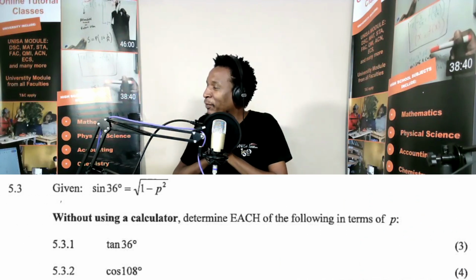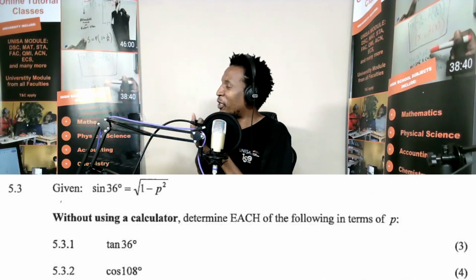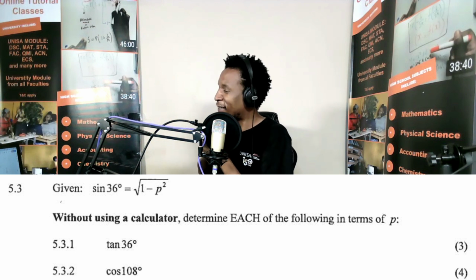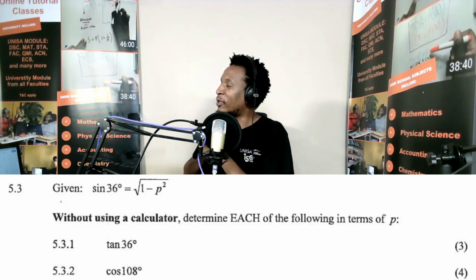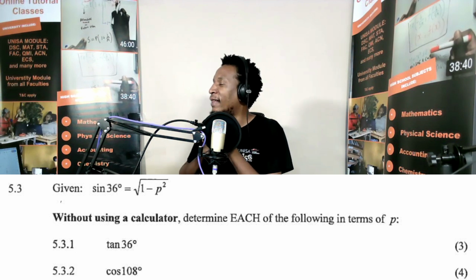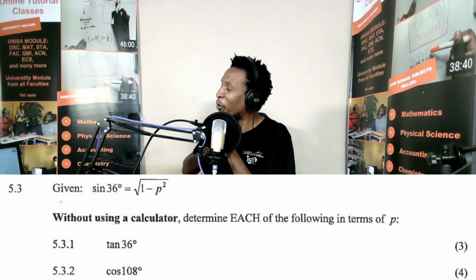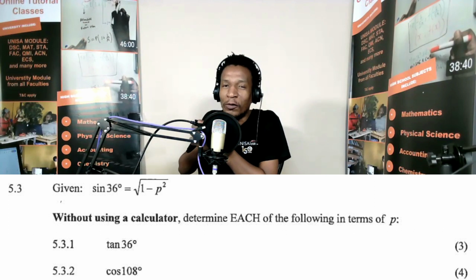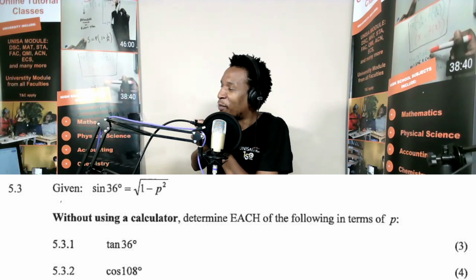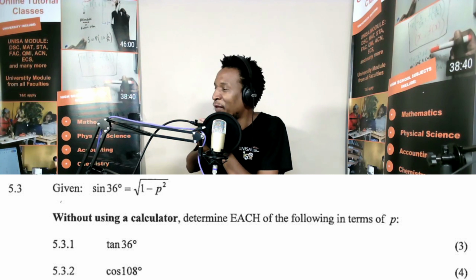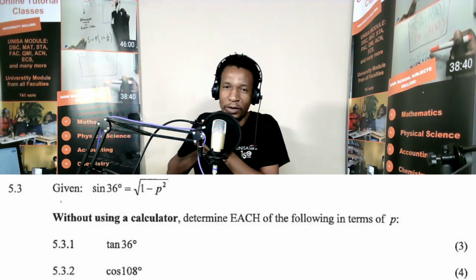While we're on that note, our selected topic for today is question 5.3. Here's our question. It's not that complicated. It reads: we are given sine 36 degrees equals the square root of 1 minus p squared. Without using a calculator, we should determine each of the following in terms of p. 5.3.1, determine tan 36 degrees, and 5.3.2, cos of 108 degrees.